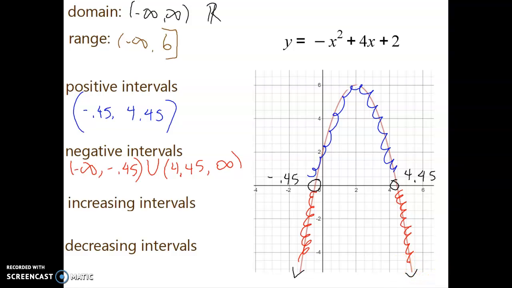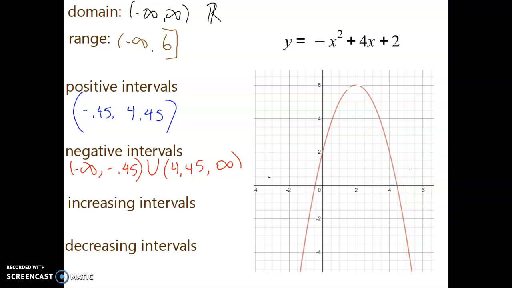Okay, now let's look at intervals of increasing and decreasing. So let me erase what I have here, and we'll come back and do increasing and decreasing. So increasing. This graph is increasing right here. Increasing means going up. And the graph is decreasing on this side. Decreasing means going down. So the point where it changes from increasing to decreasing is at the vertex. That's right here at the maximum.